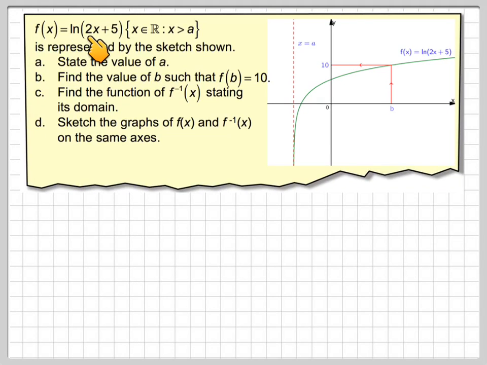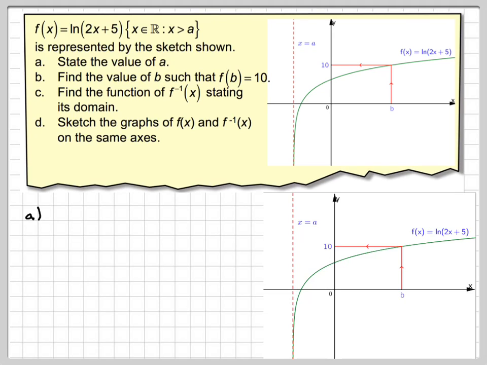f of x is equal to ln of 2x plus 5 for x belonging to the real numbers such that x is bigger than a. It's represented by this graph here. State the value of a, find the value of b such that f of b is equal to 10, find the function f to the minus 1 of x, which is the inverse function, stating its domain, and then sketch f of x and f inverse on the same axes.